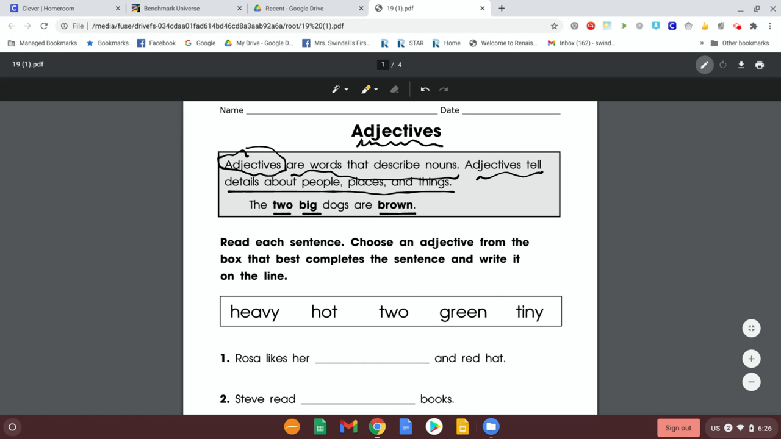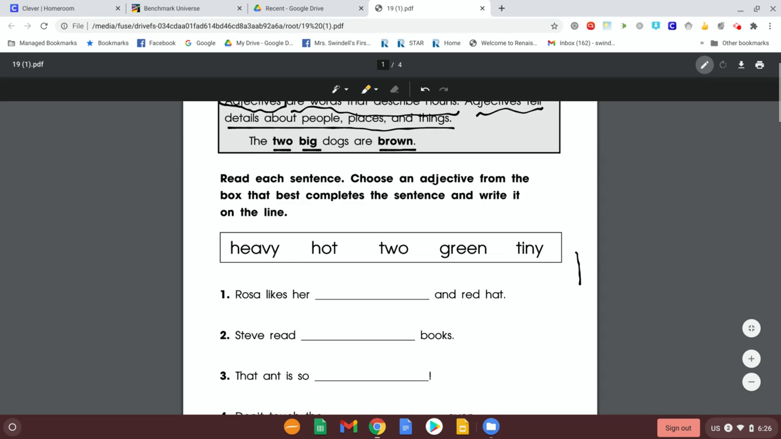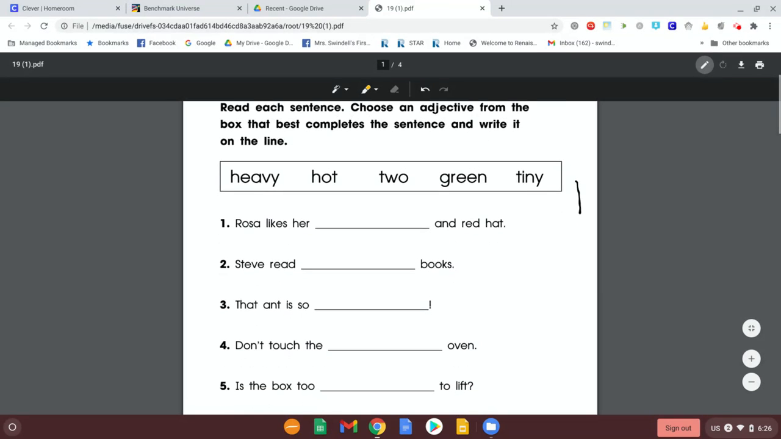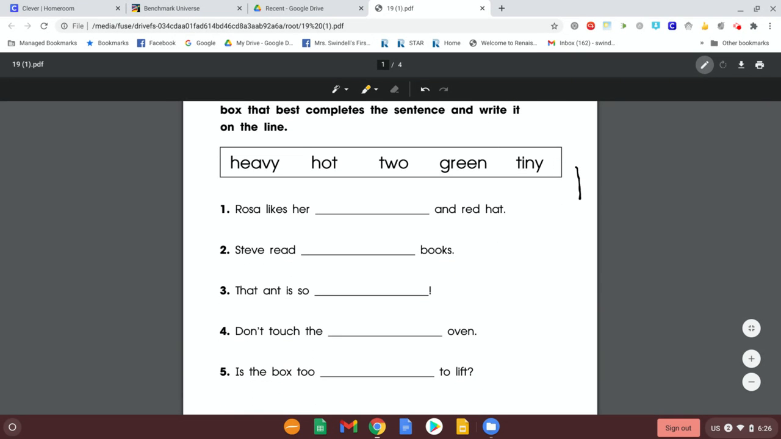It's kind of difficult to see up at the top, but let's go down here at the bottom. And in this box right here, we have some adjectives. The first word is heavy. Heavy describes how much something weighs. Here is the word hot. It describes how something feels. Here is the number word 2. That tells how many of something.